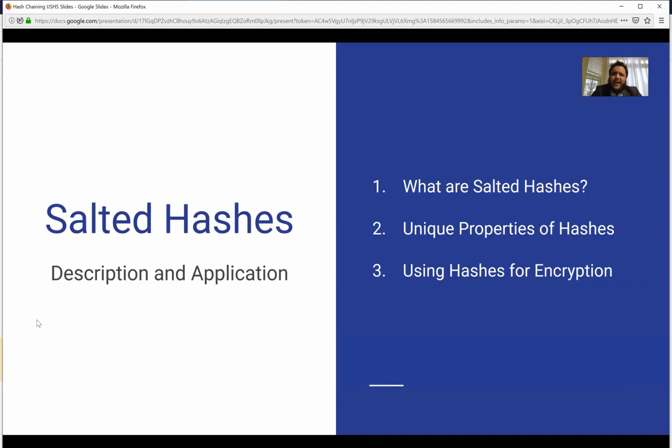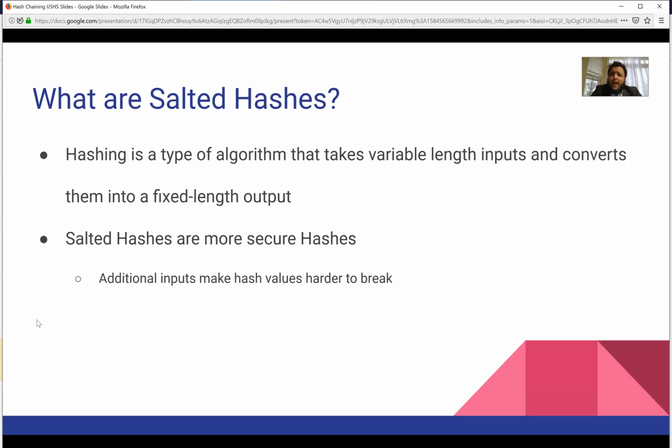Now, with ephemeral keys out of the way, we must still discuss salted hashing, the unique properties of hashes, and how we can use those hashes for encrypting. Understanding salted hashing is critical to understanding how hash chaining works. It's even in the name, hash chaining. Hashing is a type of algorithm that takes a variable length input and converts it into a fixed length output.